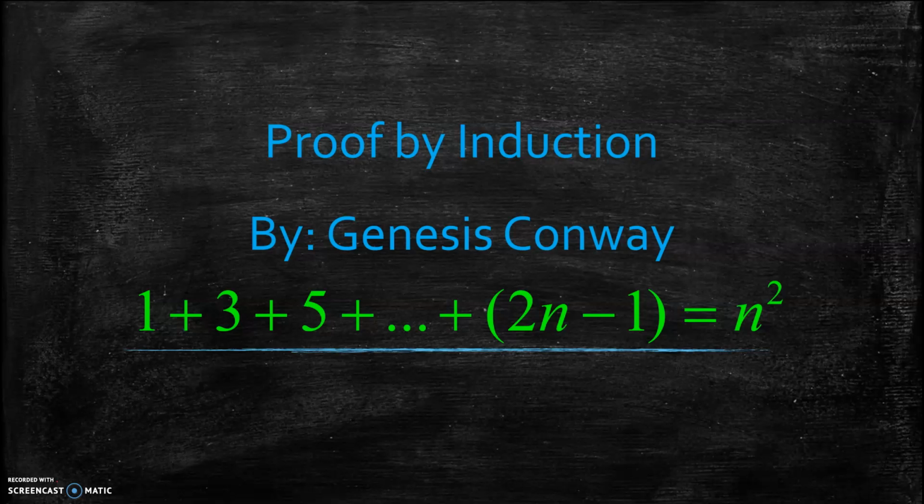Proof by induction by Genesis Conway. We will prove that the sum of 2n minus 1 equals n squared for some integer n greater than 1.